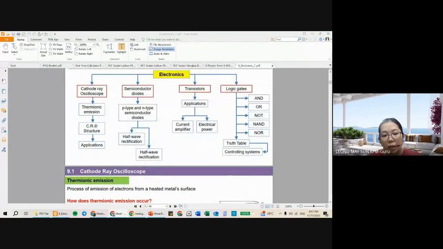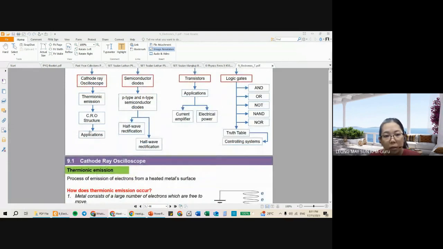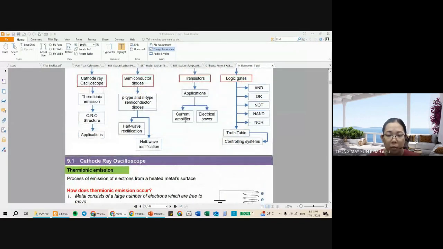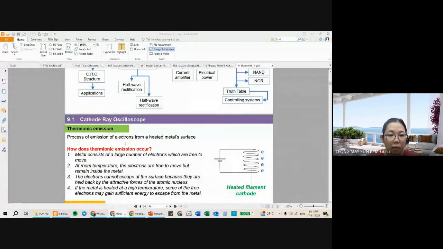Now, for cathode ray oscilloscopes, I'm going to be talking about the term thermionic emission. I'm not going to go into the CRO structure. I'm going to pass that to you guys because we only have less than 2 hours of lesson today to carry out regarding diodes and transistors, and my main focus is on the diodes and transistors instead.